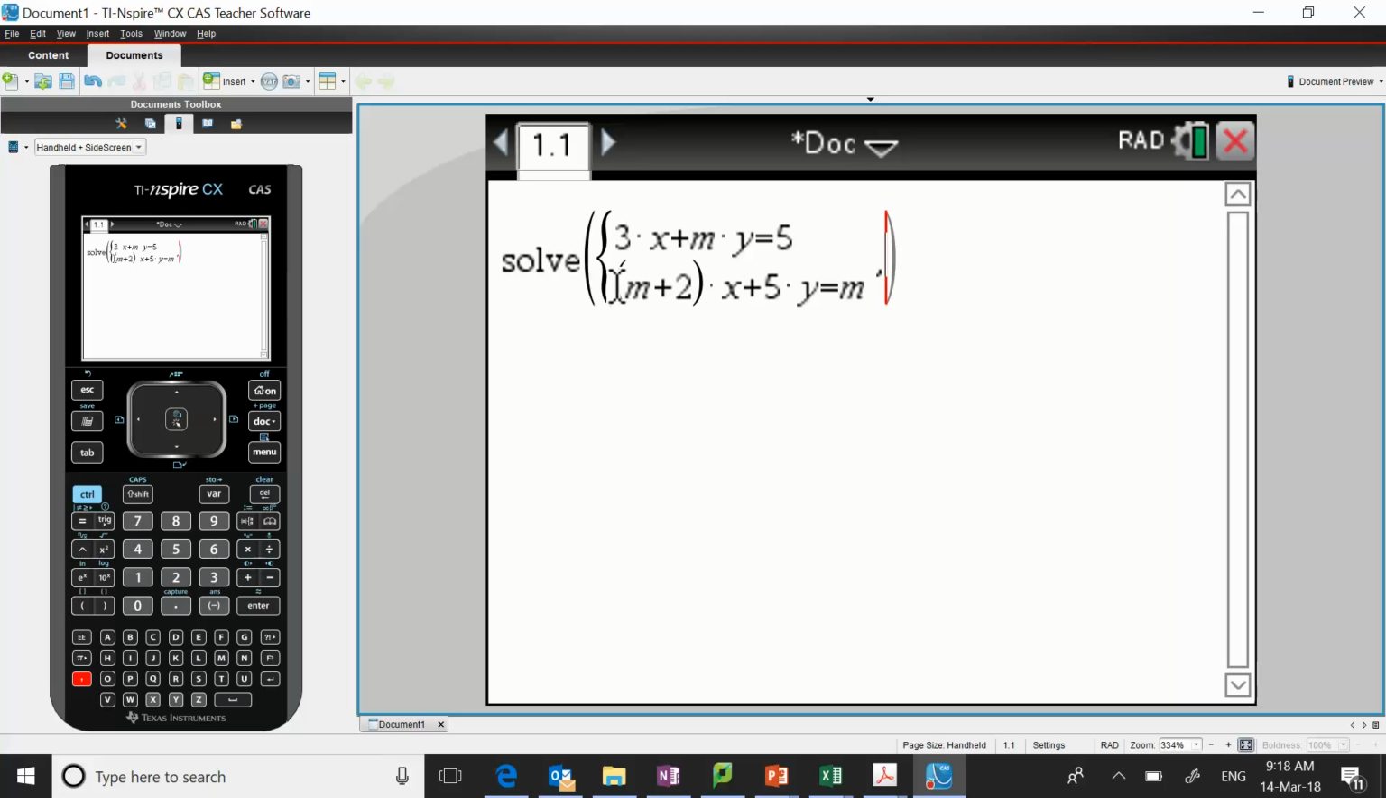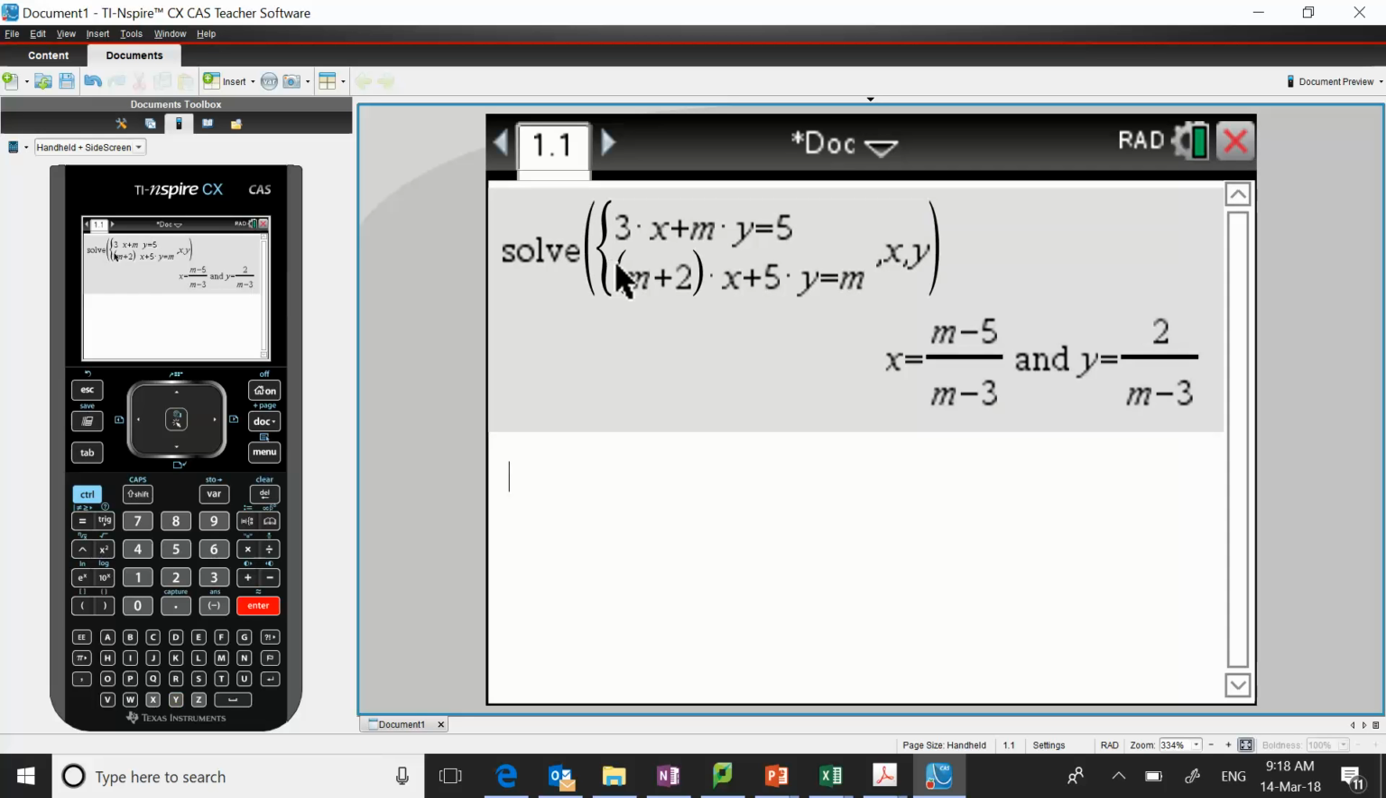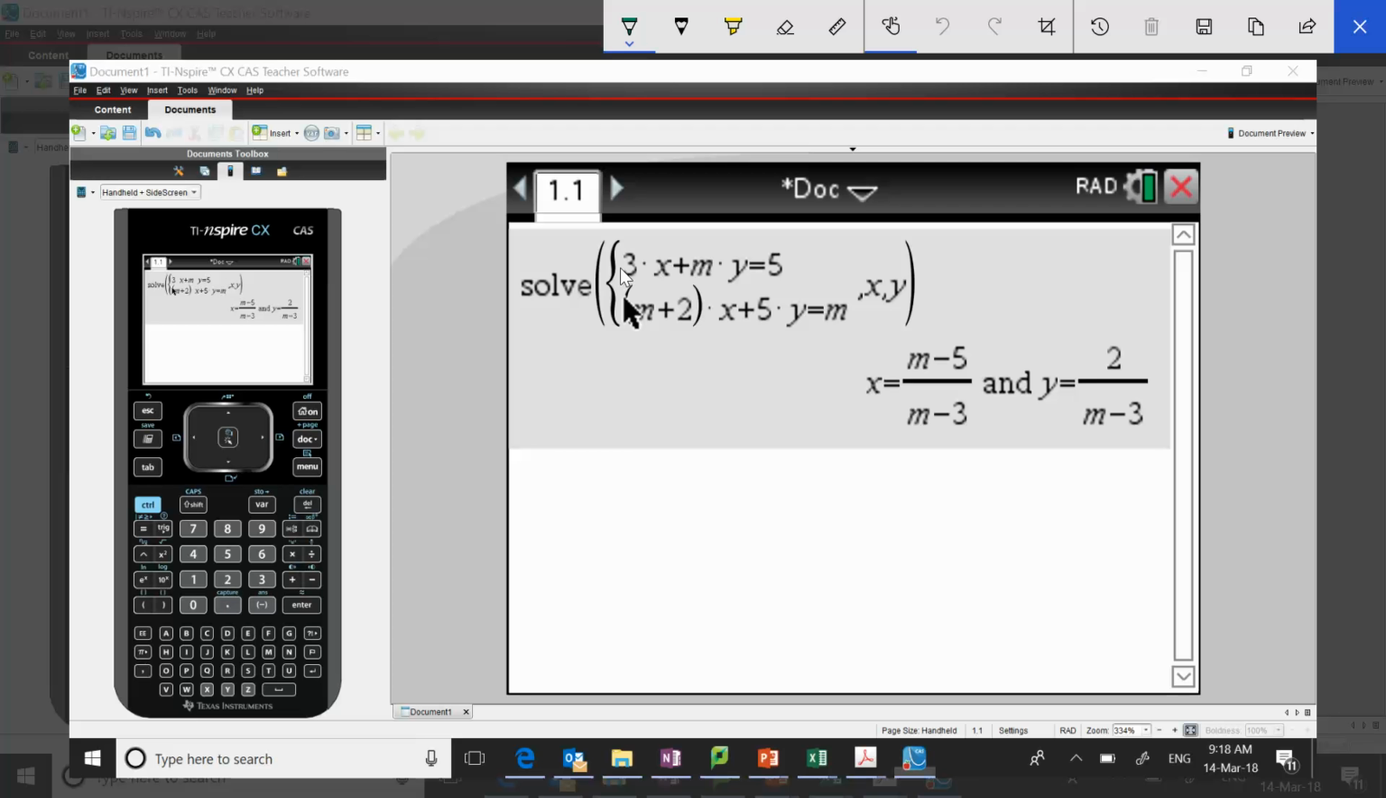So here we go, we say x, comma y. Now when you press enter, you should have the variables in terms of m. That's what you're going to have. So if you have a look, this gives you x equals this, and y equals this. And if you have a look at that, logically, when will you not have an x coordinate? Just looking at x, when will you not have an x coordinate? When would that happen? Yes, Starja.